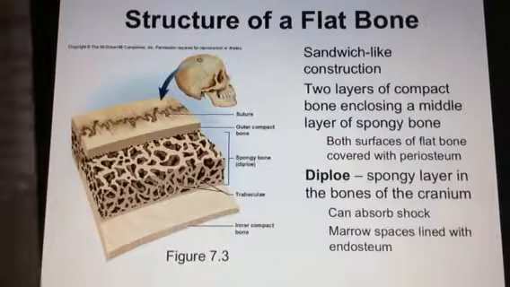Okay, if we look at a flat bone, the structure is a little bit different. There's not that long bone, so there are a few things that are different. It is constructed like a sandwich. There are 2 layers of compact bone and then a layer of spongy bone in the middle. Both surfaces of the flat bone are covered with periosteum. So we see this in the skull. We also see sutures, which are boundaries in between where those flat bones meet, which you'll get to see in the lab.